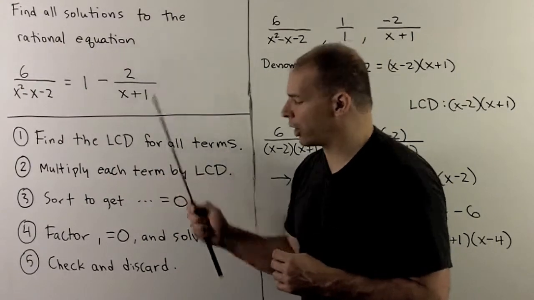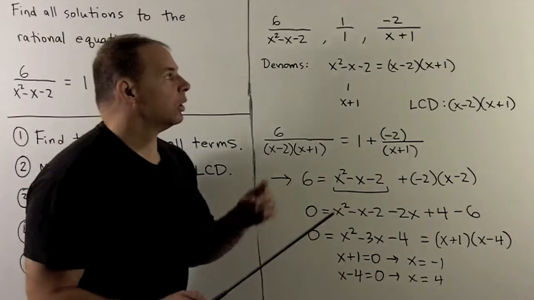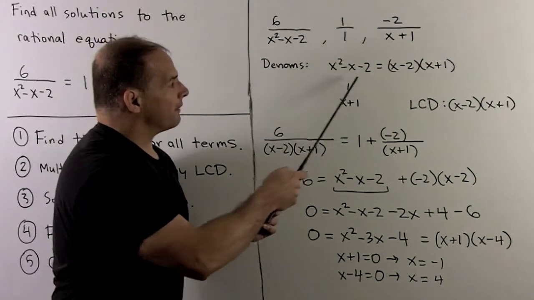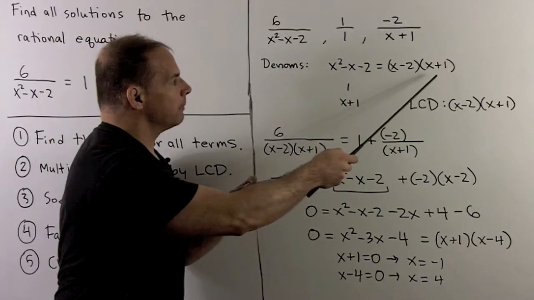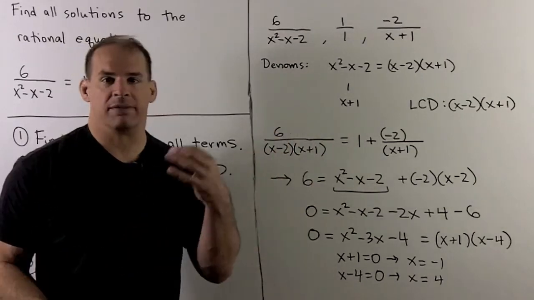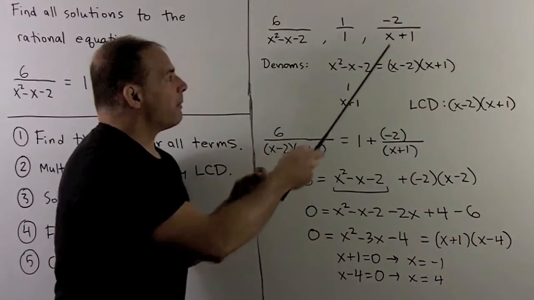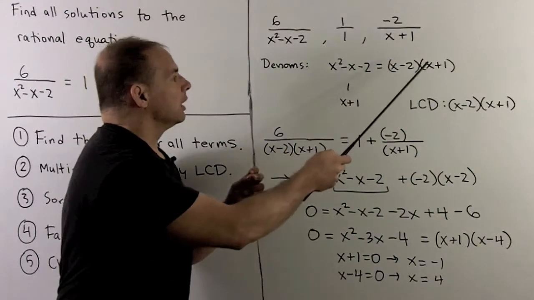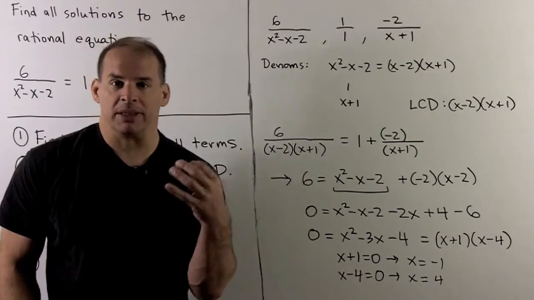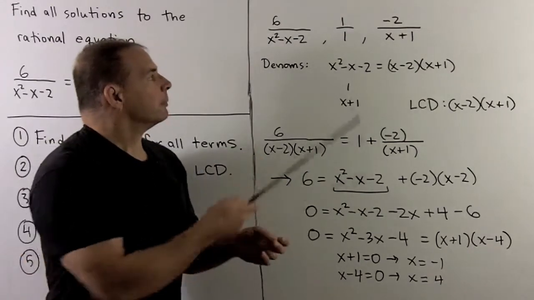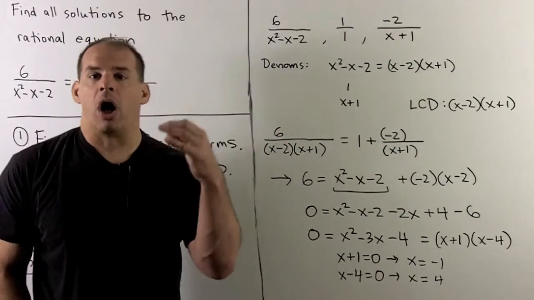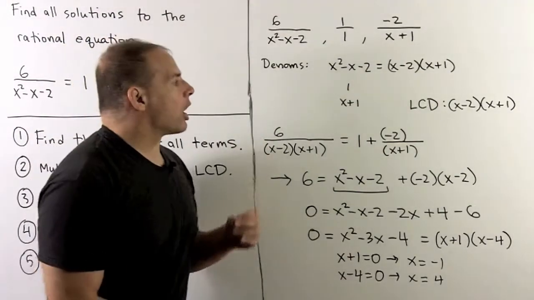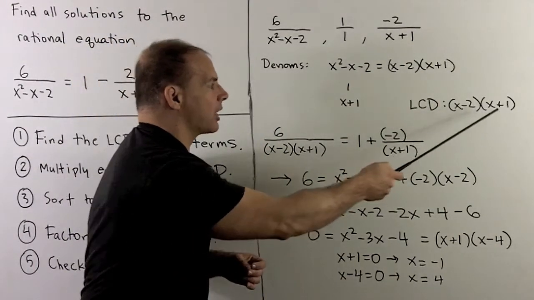So we go through term by term. Note the first term has an x squared minus x minus 2. When I factor, that gives me x minus 2, x plus 1. We have a 1, which I think of as 1 over 1. We have minus 2 over x plus 1, so here we have an x plus 1. To get the least common denominator, we take each denominator, include all factors, and use the highest exponent for each factor. So here, our least common denominator is x minus 2 times x plus 1.